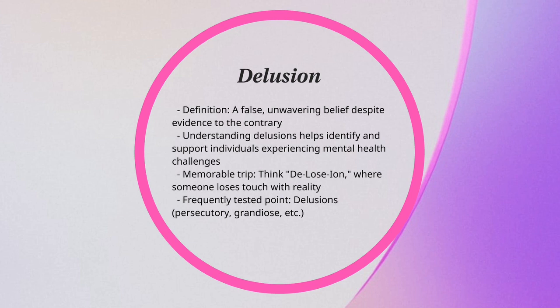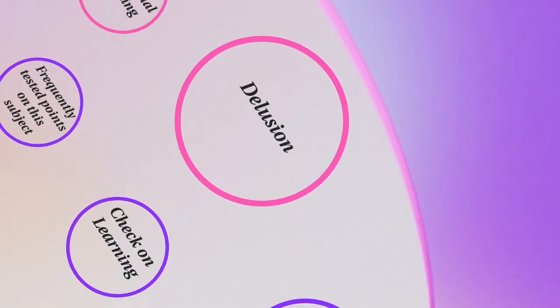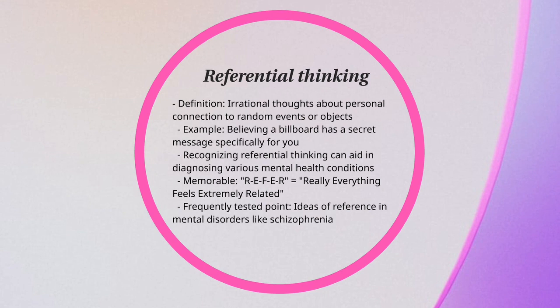Understanding delusion helps identify and support individuals experiencing mental health challenges. Think of a mnemonic: think delusion, where someone loses touch with reality. A frequently tested point is usually what kind of delusion the patient is having. Is this a persecutory or a grandiose delusion? And there are several delusion types, right? So understanding what they are would be helpful.